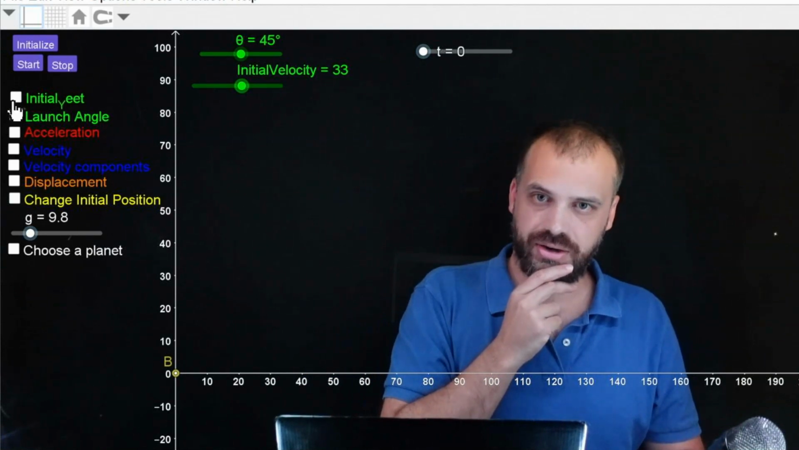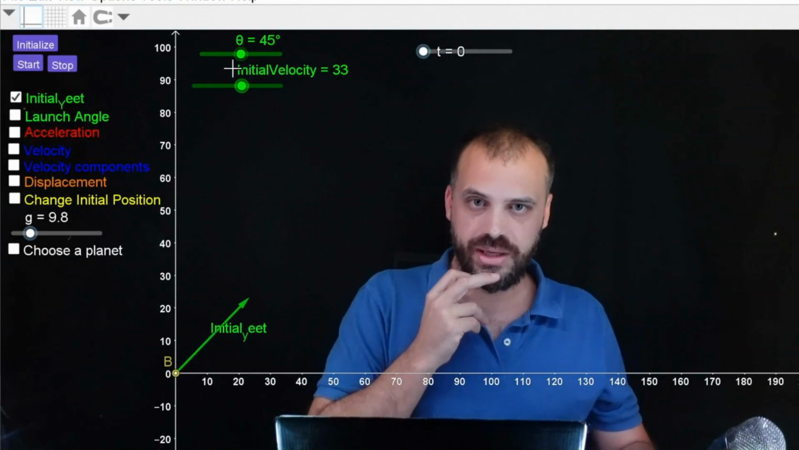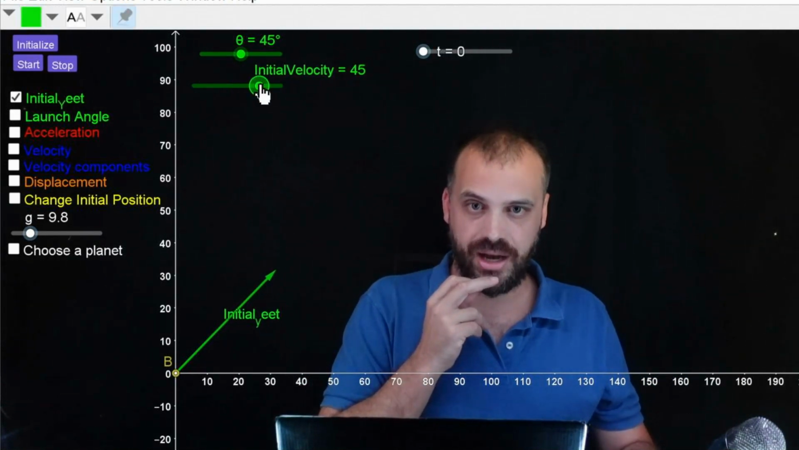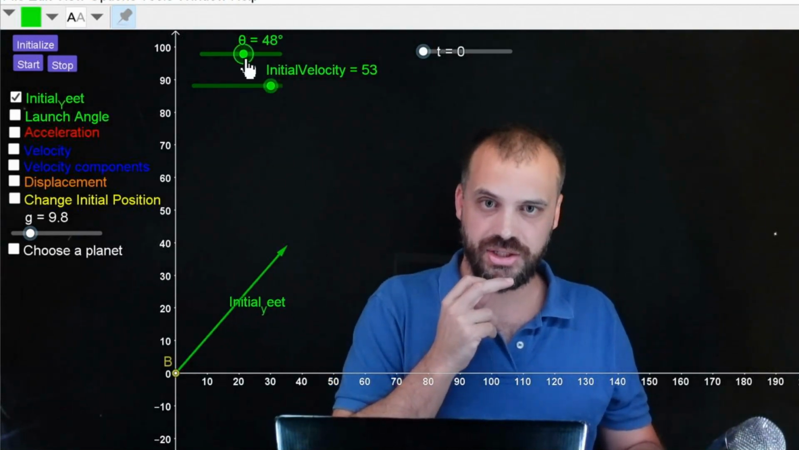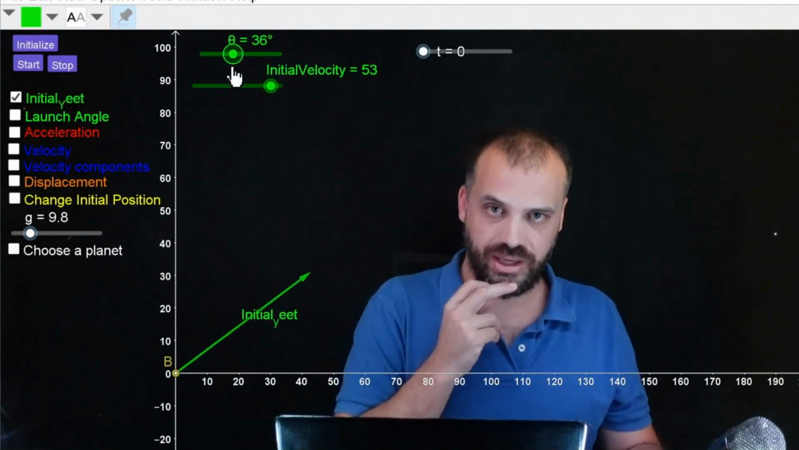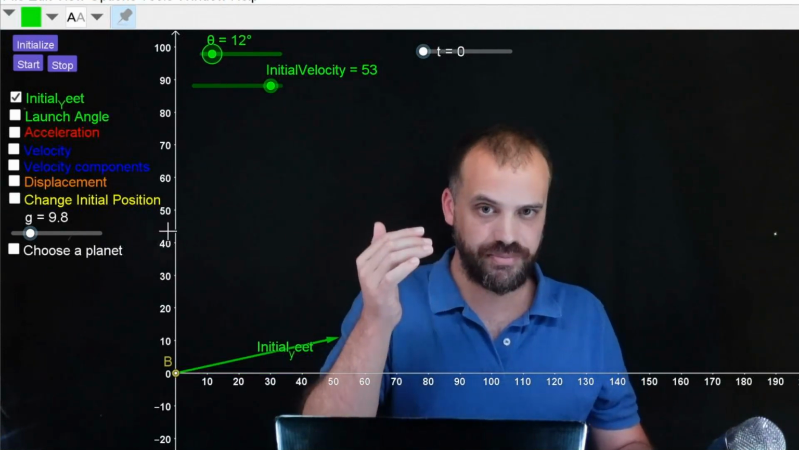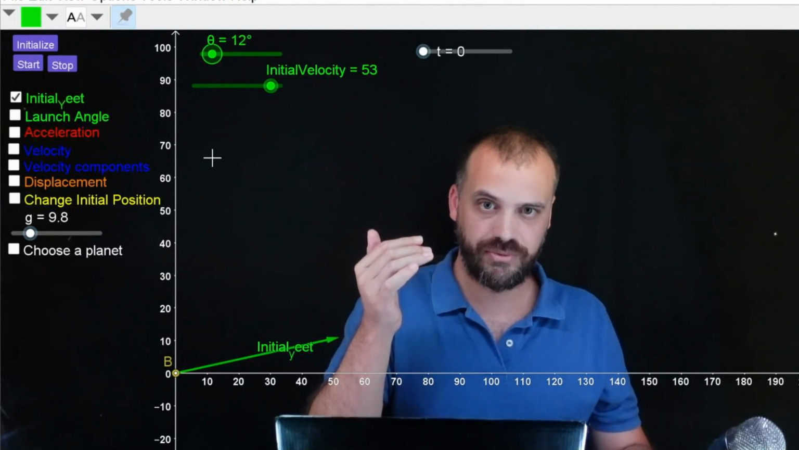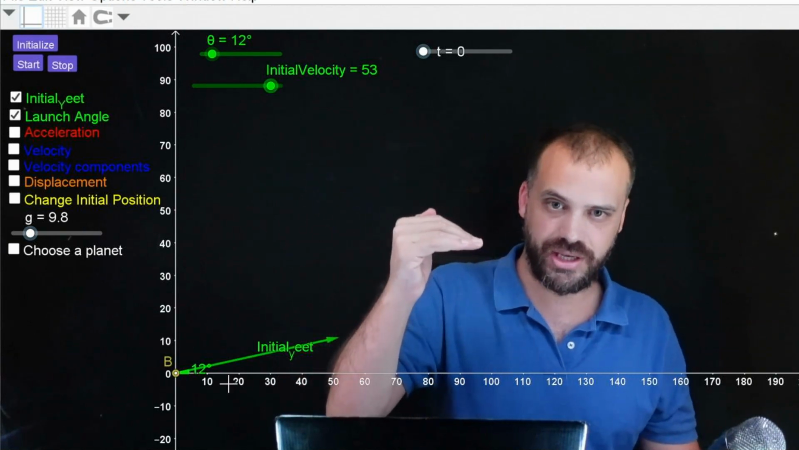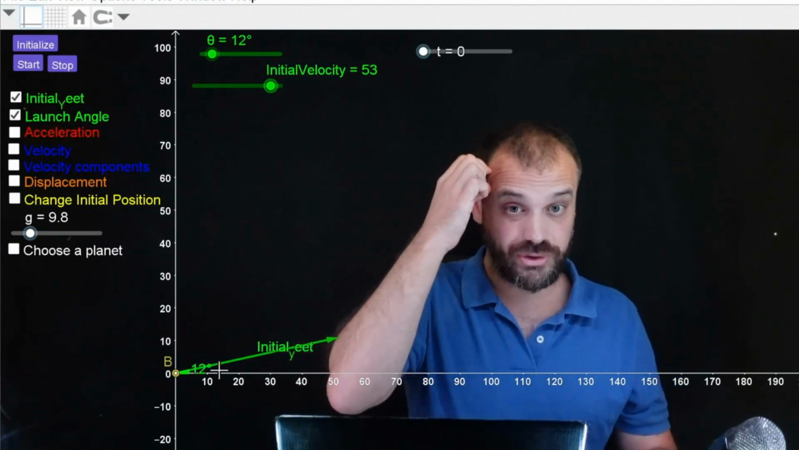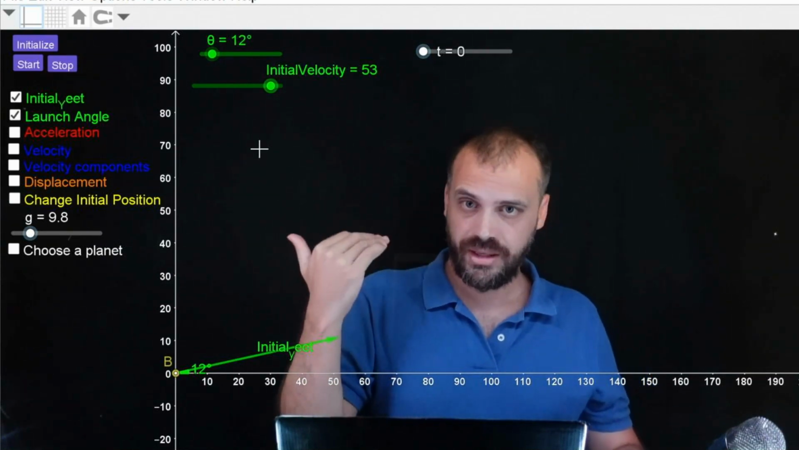So let's look at our initial yeet. Okay, so we could change the power of that initial yeet. We could also change the angle of that initial yeet. Important to note, our initial angle of 12 degrees is that angle right there. So positive direction of the x-axis, and we're going to use that 12 degree angle right there. Don't measure the angle against the y-axis. We never do that.